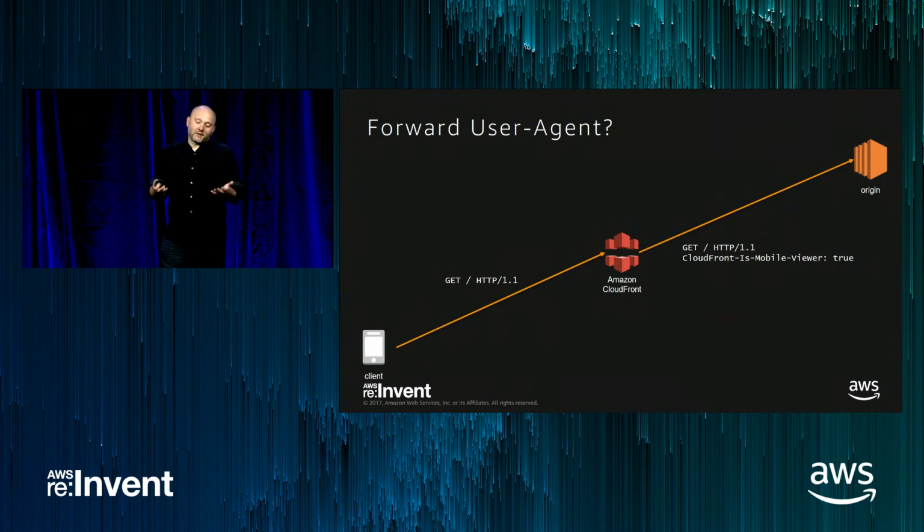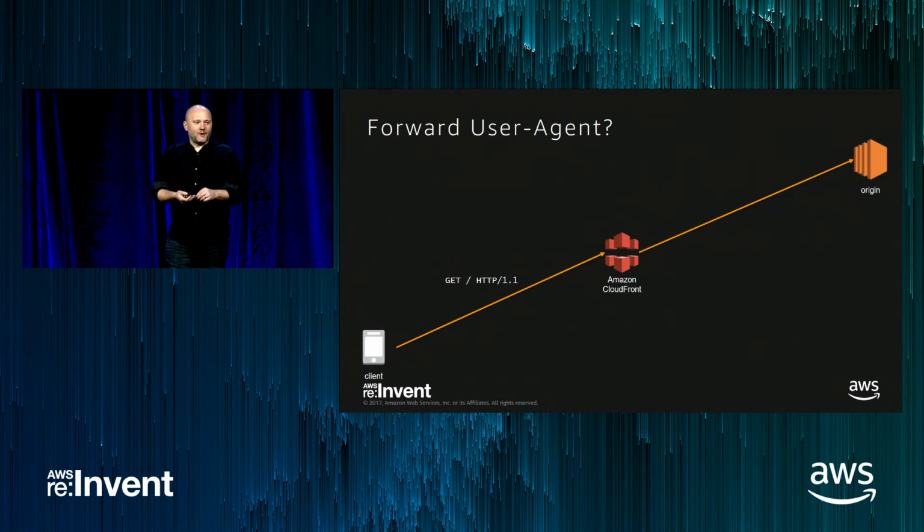So that means that actually you're only going to cache two versions of the response, whether it's a mobile viewer or whether it's not. So that improves your cache hit ratio, because CloudFront itself has extracted the information that you need to know, whether it's a mobile viewer or not. There's also one for tablet viewer, desktop, and for smart TV as well.